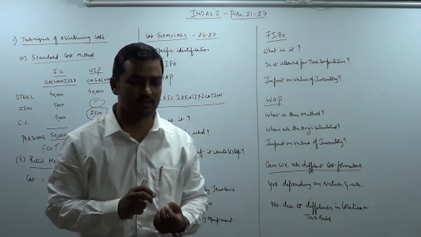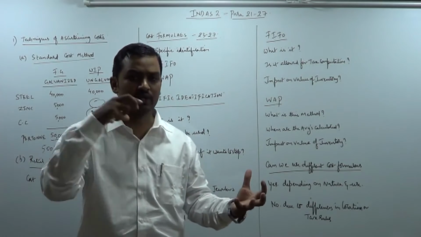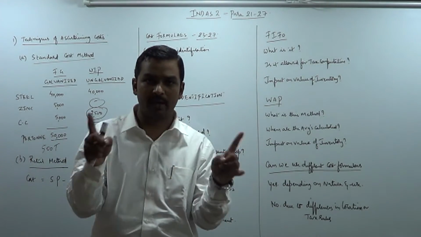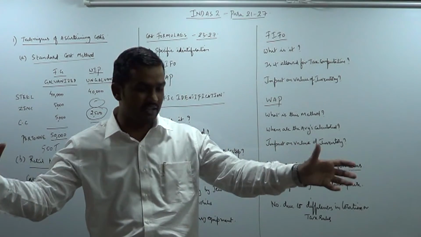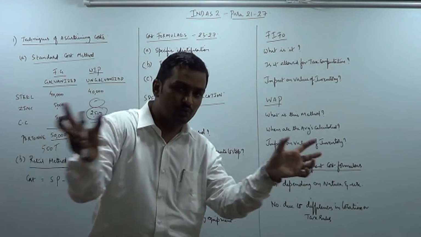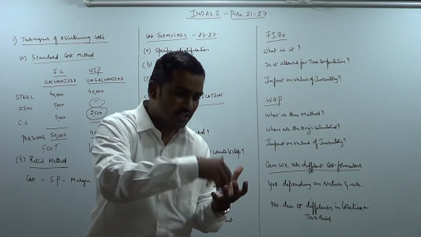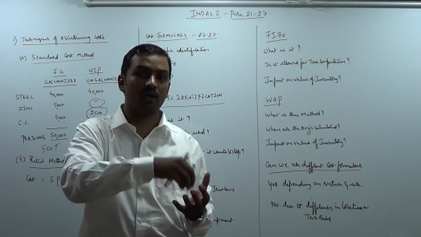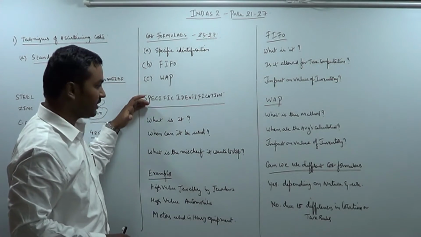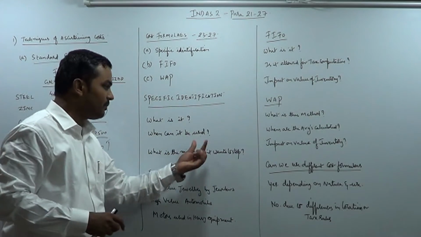In specific identification method, we try to find out the actual cost which was incurred to purchase the inventory in hand. That means we are doing one-to-one mapping between the purchase cost and the inventory which is there, or the cost of production and the inventory which is there. So we have to do one-to-one mapping between the cost and the inventory. So we have to find out what was the actual cost of purchase for the inventory or what was the actual cost of production for that inventory. Now, specific identification method means one-to-one mapping between cost and inventory. Now, when can it be used?